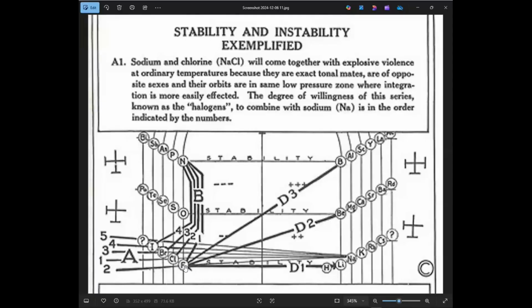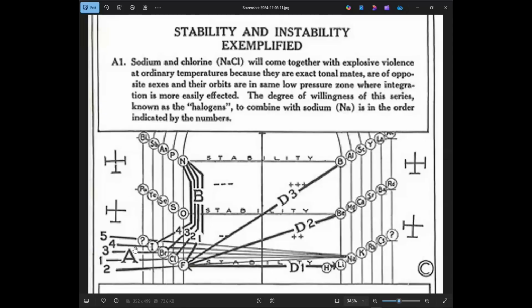Fluorine is in a lower octave than chlorine, so that is number 2. It will match up with sodium. It won't match as perfectly as number 1, but it's the next one that will match up in the order of willingness. Now, if you go to a higher octave, you've got bromine here. That's number 3. It will match with sodium as number 3 in willingness.